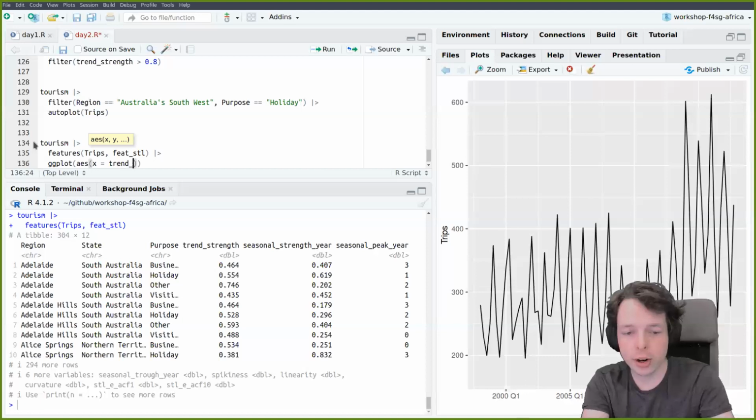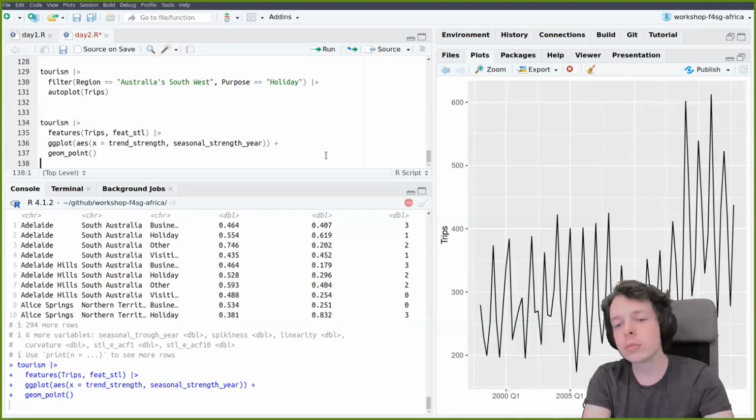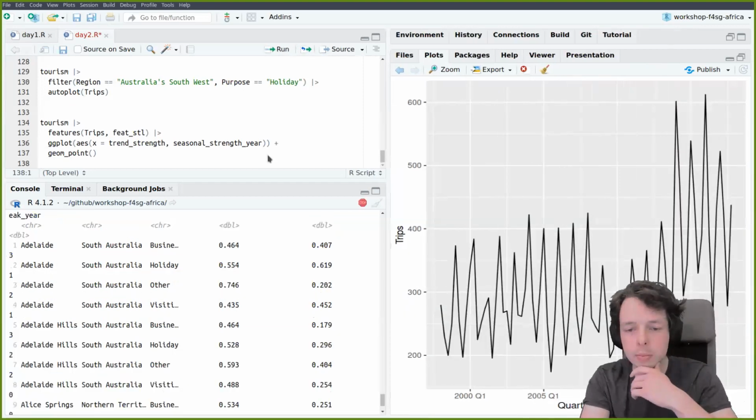So let's put trend on the x-axis, seasonality on the y-axis, and use a scatter plot. And I'll give the plot a bit more space.